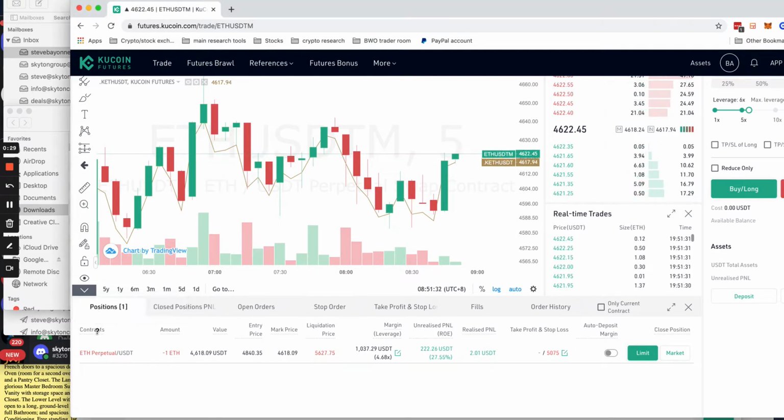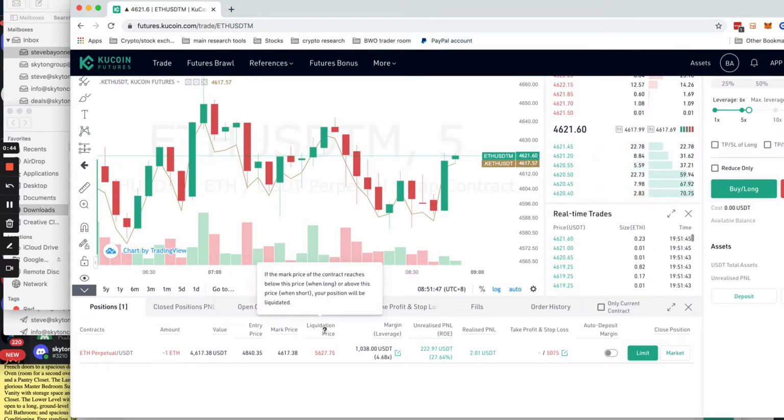So to not go too deep into it, because I've defined a lot of these things in the course book, you could always put your mouse over anything that has a line under it in Kucoin, and it would give you the definition of things. That's a great little help.